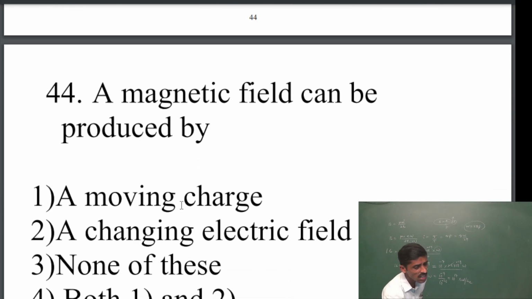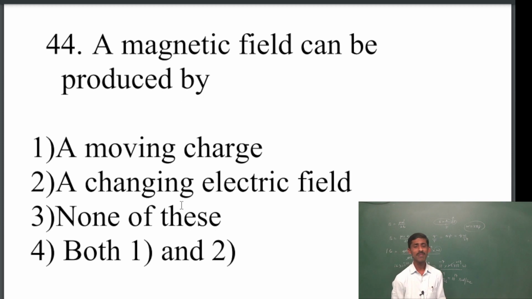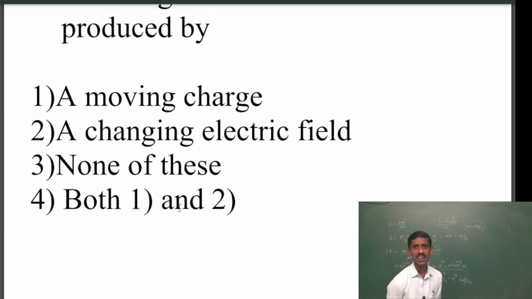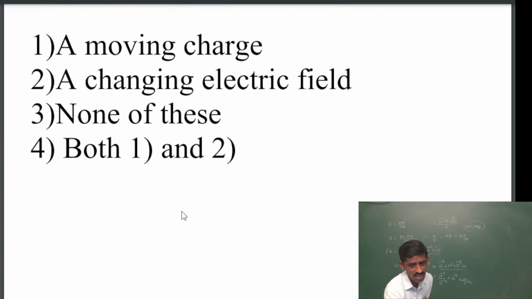10 to the power of 17, first option, 10 to the power of 17 radian per second. A magnetic field can be produced by, so who produces a magnetic field? A current carrying conductor, a moving charge, a time varying electric field. You see, a moving charge produces the magnetic field. A changing electric field, a time varying electric field, produces a magnetic field. So both 1 and 2 are correct.